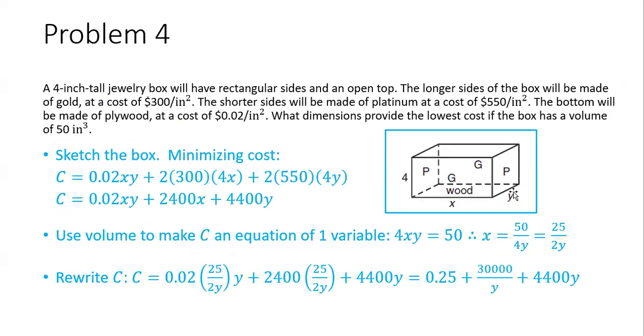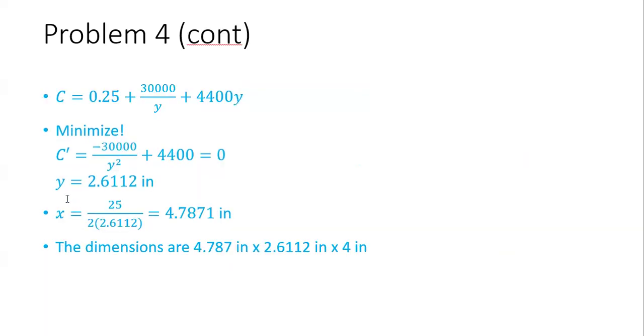So we found this dimension, y. We already know this dimension, 4. So we need this dimension, x. How do we get that? Well, we can use either the cost function again, or we can use this volume constraint. It doesn't matter. Okay. I would just use that volume constraint. So it's simpler to not plug in as many things to calculate, so that you would get x is equal to 4.7871. So the dimensions of the box are 4.787 inches by 2.6112 inches by 4 inches. Okay. All right, that's it for this problem set.